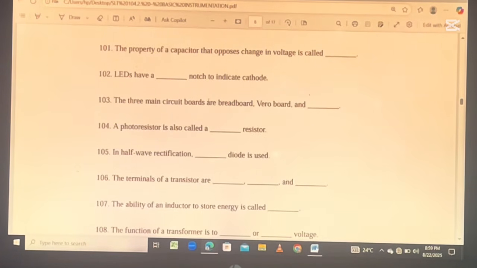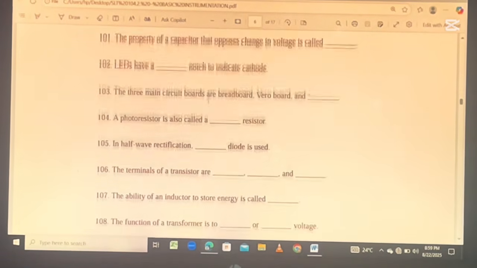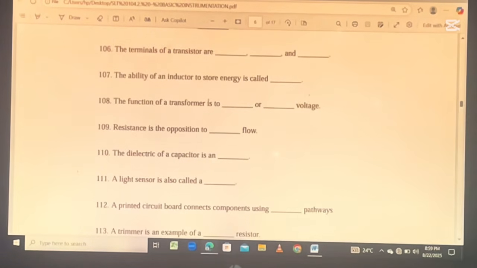One diode is used. The terminals of a transistor, we said this severally: the base, the emitter, and the collector. Now, the ability of an inductor to store energy is called inductance. If you look at it very well, you realize that most of these questions are even being repeated because these are frequently asked questions.